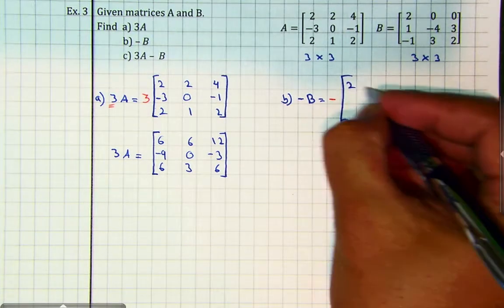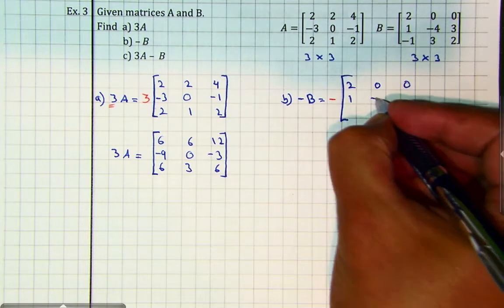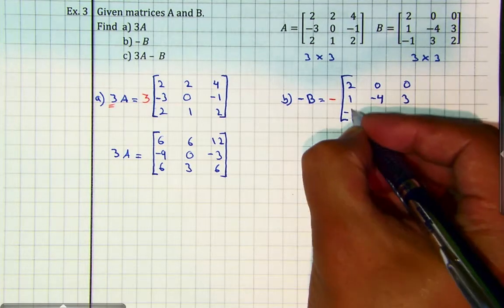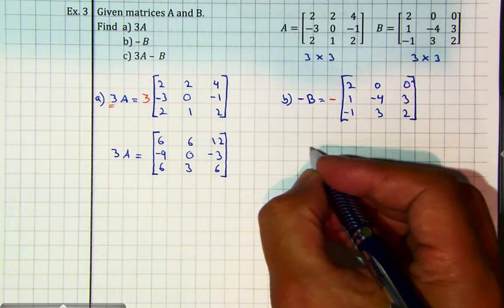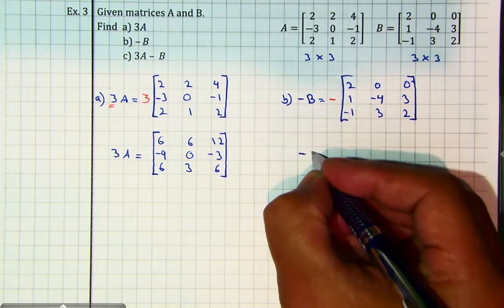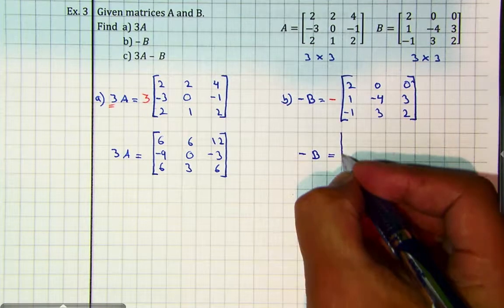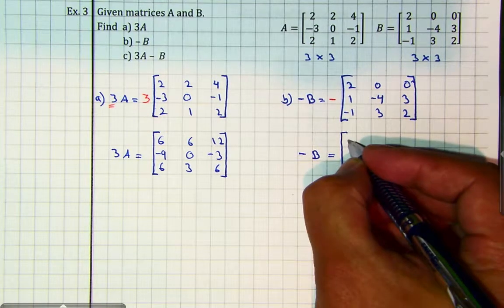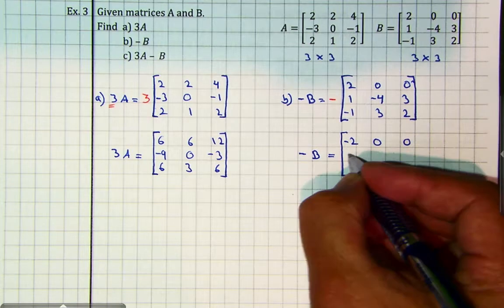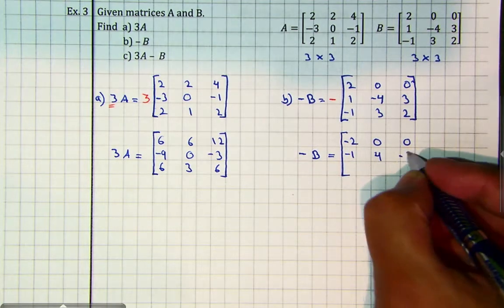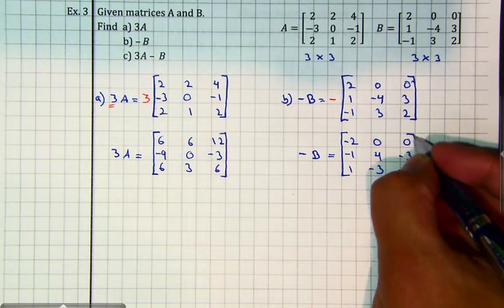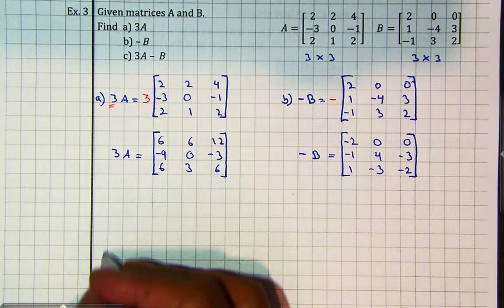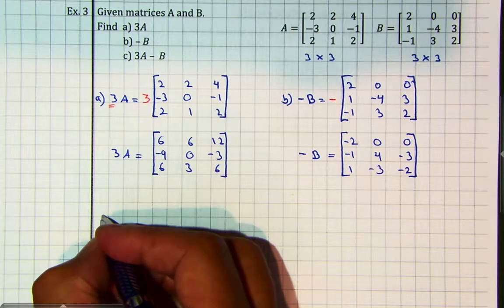So in this case that'll be 2, 0, 0, 1, -4, and 3, -1, 3, and 2. I'll multiply each of the components by negative. So I'll get -2, 0, 0, -1, +4, -3, 1, -3, and -2. And now we can work on part C.